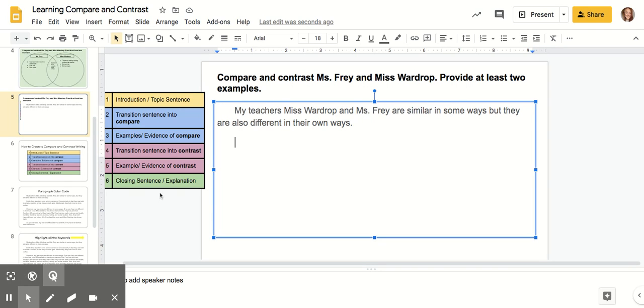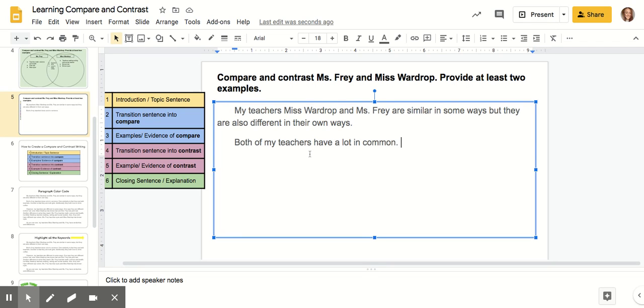So now we're going to go into the next part. It says provide at least 2 examples. And if you look over on our checklist, it says a transition sentence into compare. So remember, when we are introducing a new topic, we either need a transition word or a transition sentence. I need a sentence that lets us know that this paragraph is going to be about how Miss Fry and Miss Wardrop are the same. So I'm going to say both of my teachers have a lot in common. By using the words both and common, they know we're talking about how we are similar.